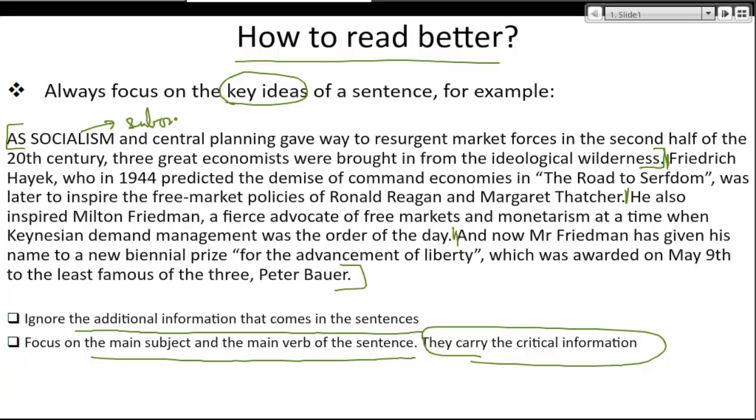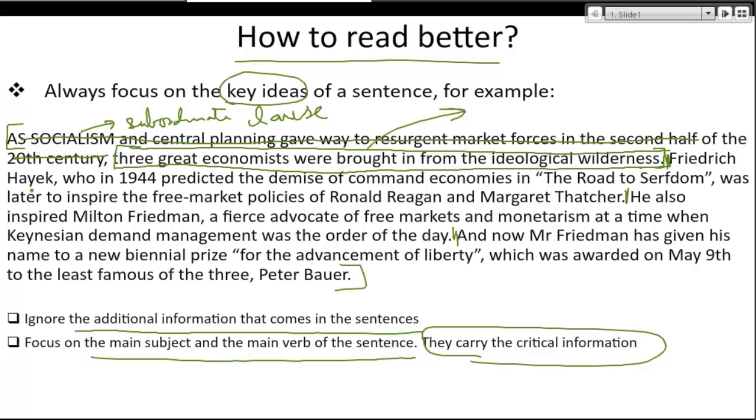As something was happening, something happened. So the subordinate clause is not an important element of a sentence. It might have importance, but this is something which I know is basically giving some kind of introduction, so I would not bother about it. My chief concern is that three great economists were brought in from the ideological wilderness. That means basically three great economists came to the forefront from somewhere. I don't know how. And what do I expect in the next sentence? Who are these great economists?